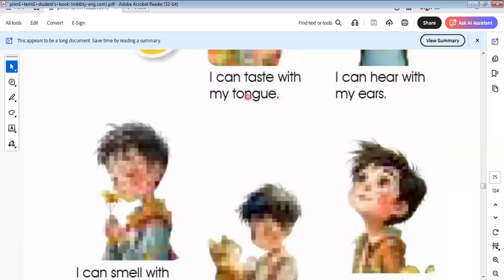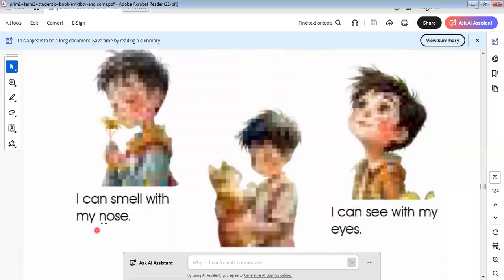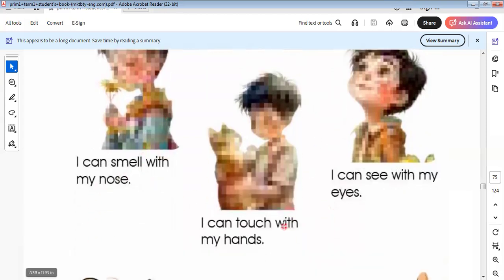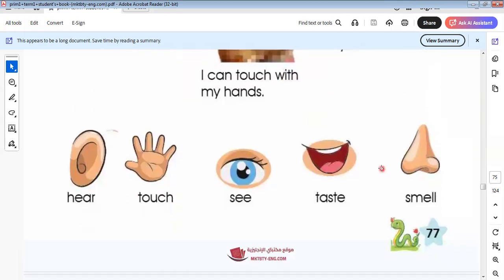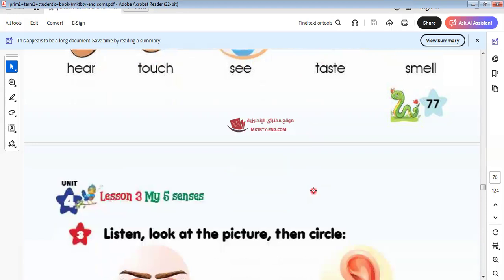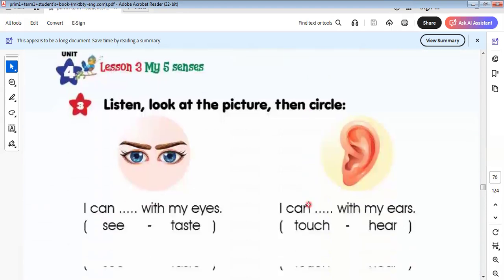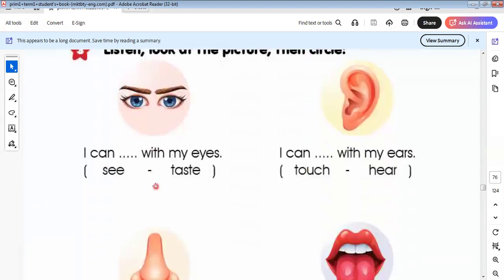I will repeat again. I will repeat it as a song. Okay. I can taste with my tongue. I can hear with my ears. I can smell with my nose. I can touch with my hands. I can see with my eyes. Here we have hear, touch, see, taste, smell. These are the senses that we use to know the world around us. Let's continue the rest of this unit.